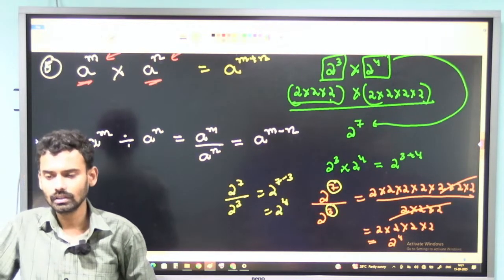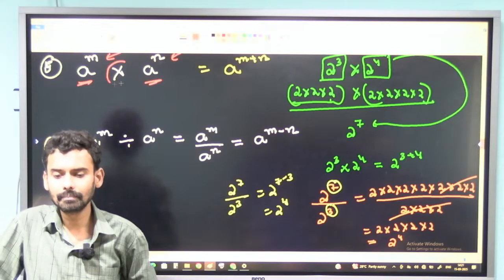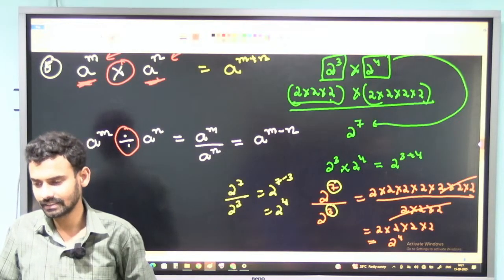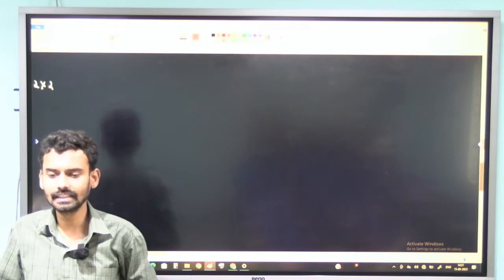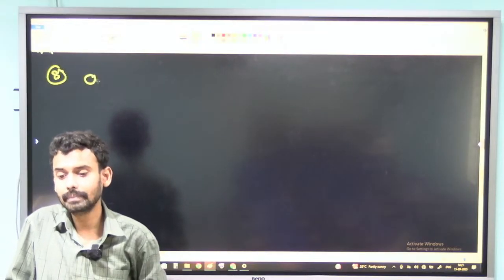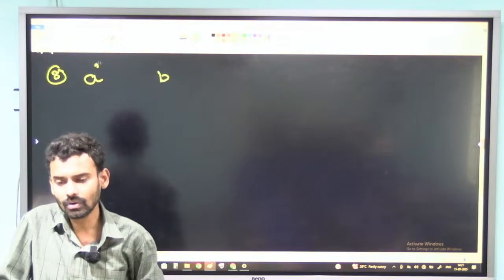Now we saw what happens in multiplication and division when the bases are the same but the powers are different. Now I will reverse this. I will give you the condition wherein the bases are different but the powers are the same.